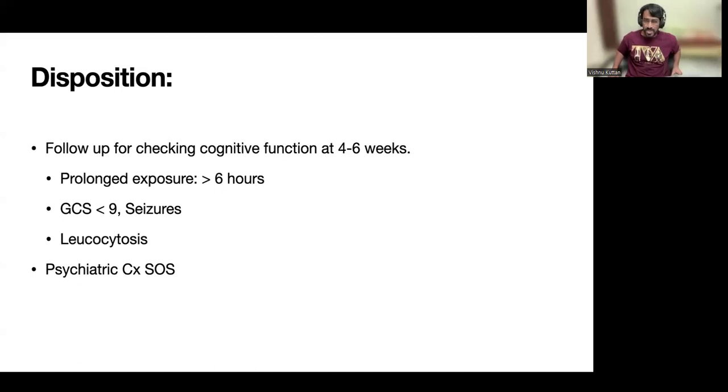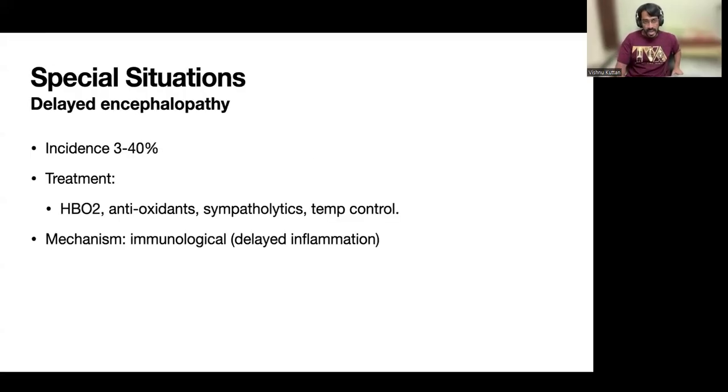And any prolonged exposure, any GCS less than 9, seizures, the patient will have to get admitted and all. We are not going to go too much into it. And this is the one thing that we talked about, delayed encephalopathy. Its incidence is almost as high as 40%. And once you develop it, there is nothing much you can do for the patient. Basically, you treat the patient symptomatically.